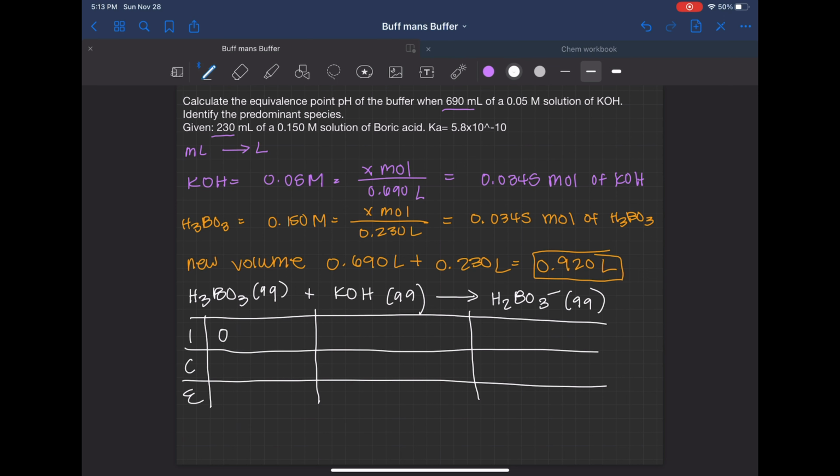Now we'll use our moles that we found in an ice table. Our initial values are going to be the same for both boric acid and potassium hydroxide, 0.0345 moles for the initial value. And we'll start with 0 moles of H2BO3 minus. Now for our change, since we have a strong base and a weak acid, they will combine entirely, consuming all of both of them, so minus 0.0345 from our reactants, and then we'll add 0.0345 to our products.